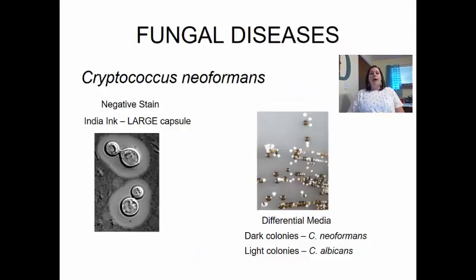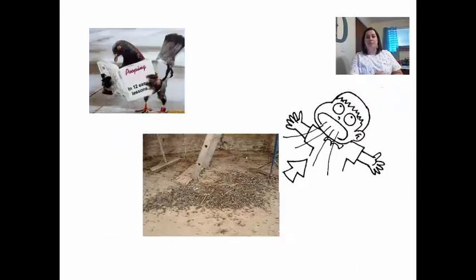All right, so now we want to look at the fungal diseases of the nervous system. So the first one here is the Cryptococcus neoformans. These are going to be able to be identified using a negative stain with like India ink. They form large capsules around them. We can use differential media to grow Cryptococcus. The dark colonies would be the Cryptococcus neoformans. The light colonies would be the Candida albicans, which is a different type of fungus.